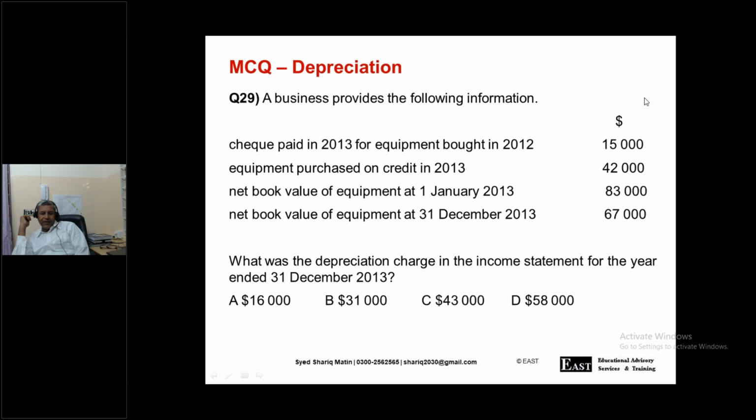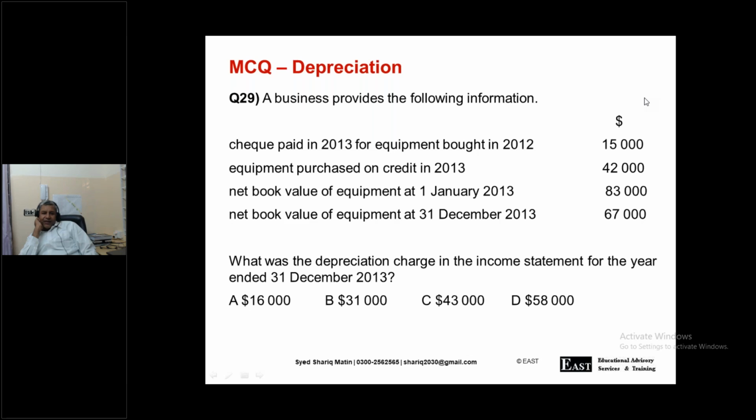Sir, can you hear me? Yep, very well. So we'll make an account of non-current asset. We'll write on the debit side the opening, which is 83,000. We will add the addition, which is 42,000.